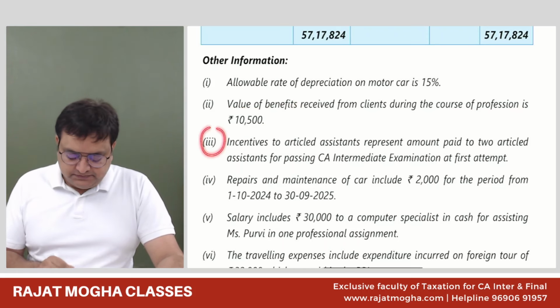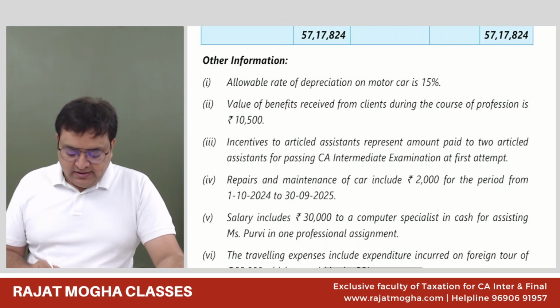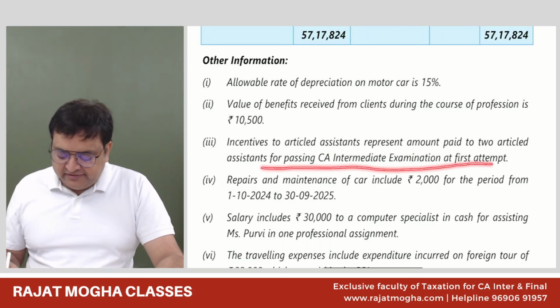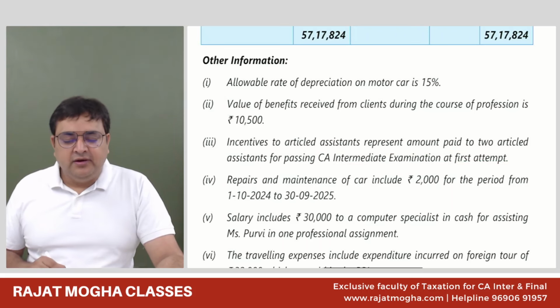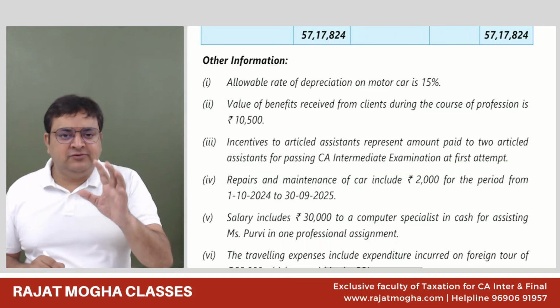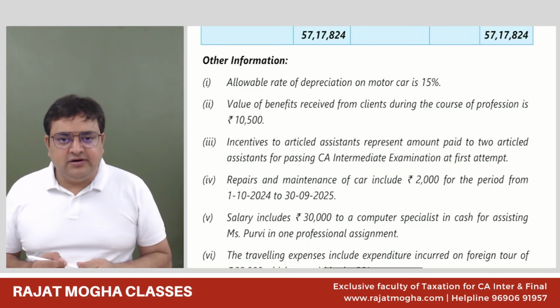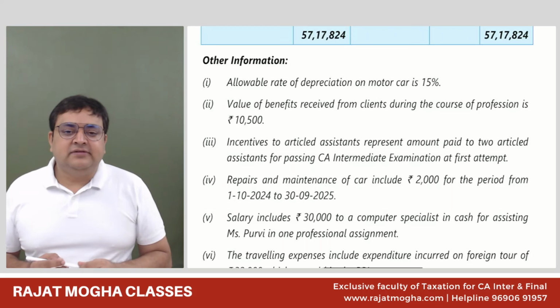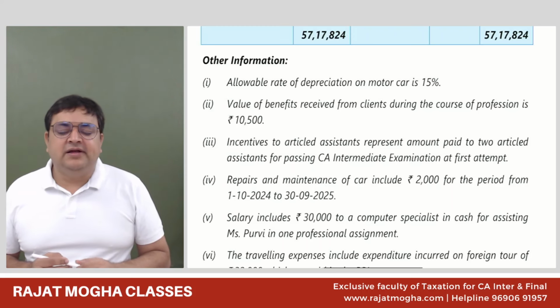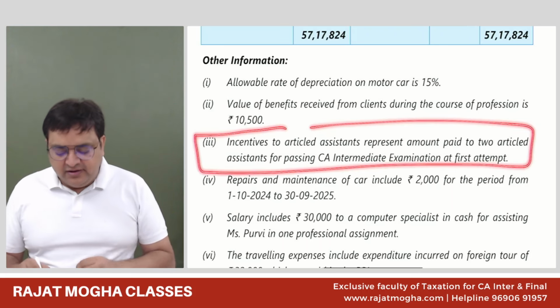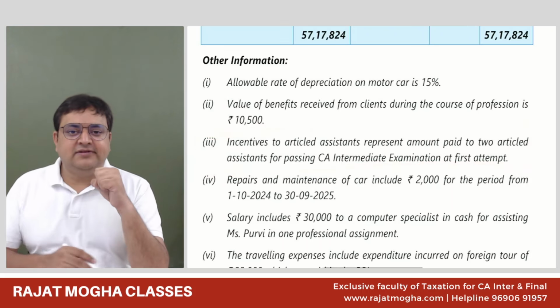The third one, incentive to article assistants, represents amount paid to two article assistants for passing the CA intermediate examination at the first attempt. So the incentive which we have seen, they have given to the trainees, to the article assistants, because they have passed the intermediate examination. So what will you do with that incentive, whether that incentive which is debited over there is allowed or not?